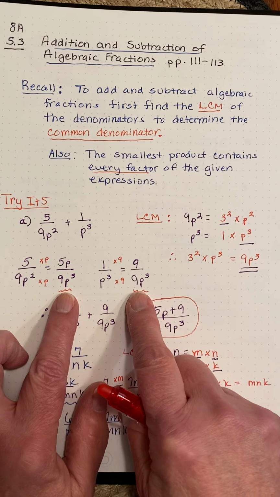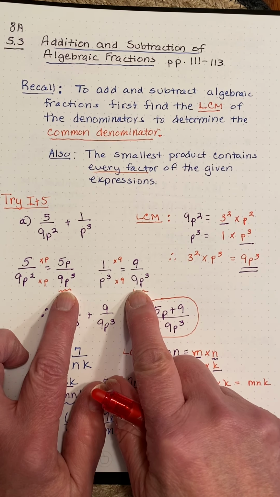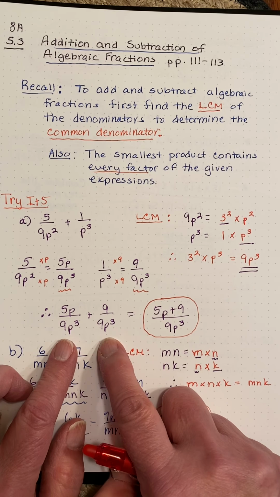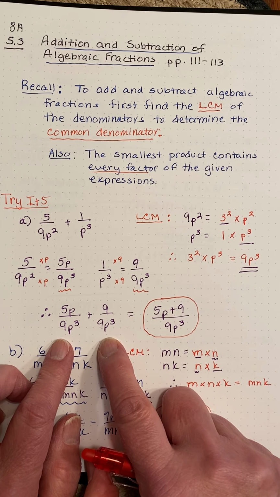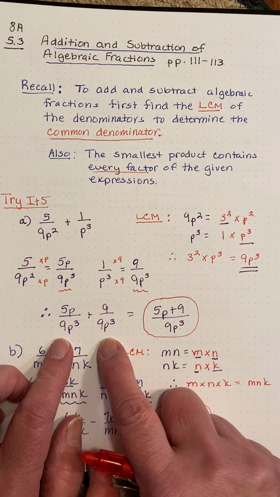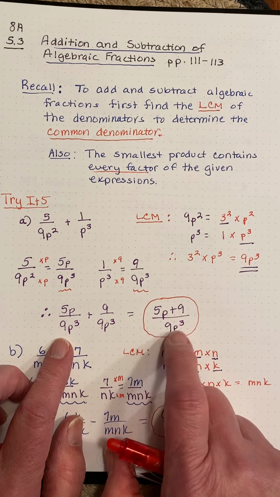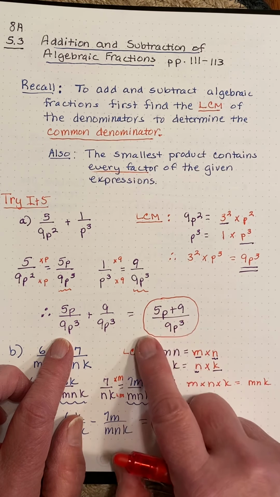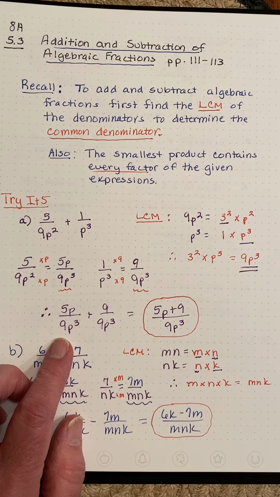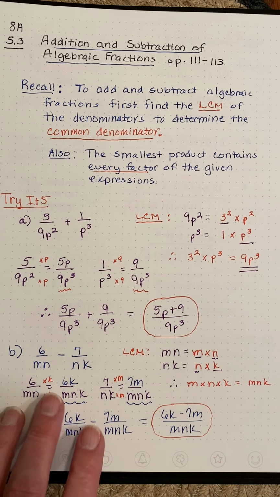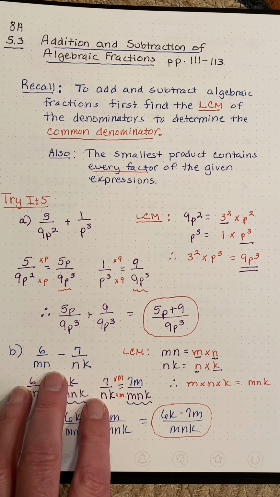So now here are my new values, my equivalent fractions, and my new problem looks like this. 5p over 9p to the third plus 9 over 9p to the third, which is simply 5p plus 9 over 9p to the third. I can't combine it any further. That is my answer.